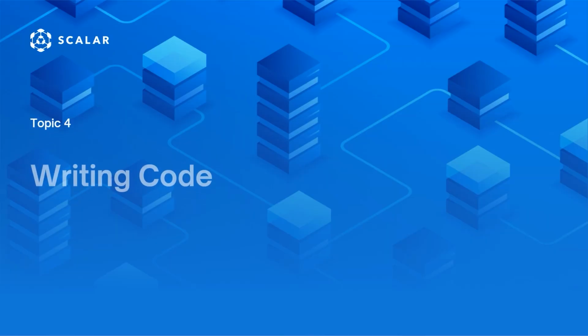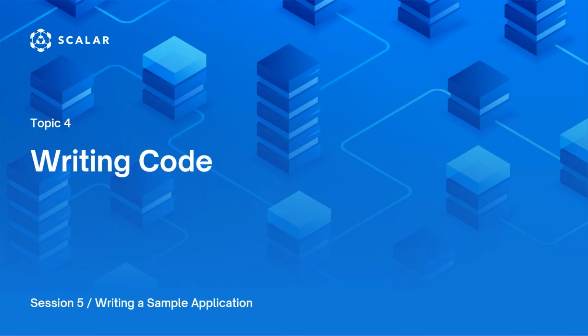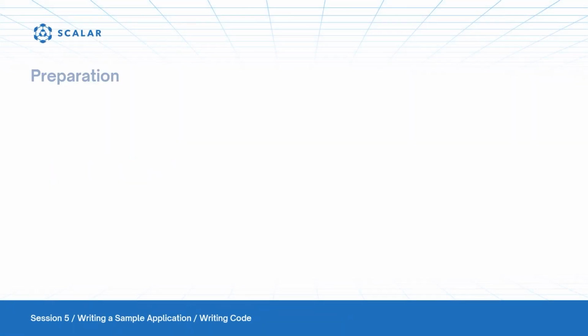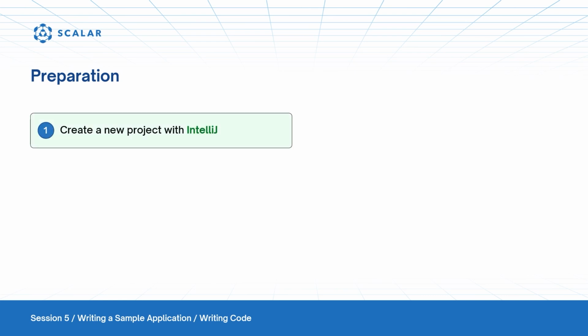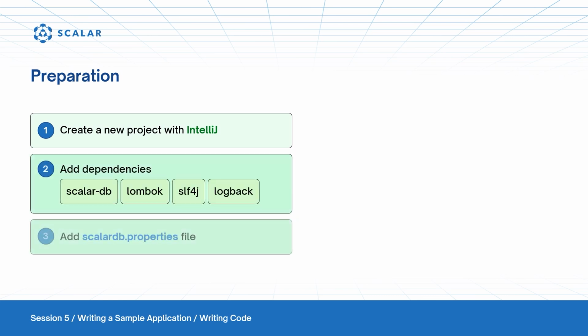In this video, we will discuss important steps in writing code of the sample application using ScalarDB. While developing an application using ScalarDB, we need to perform the following steps. Create a new project with IntelliJ. Add dependencies. And add a ScalarDB properties file.